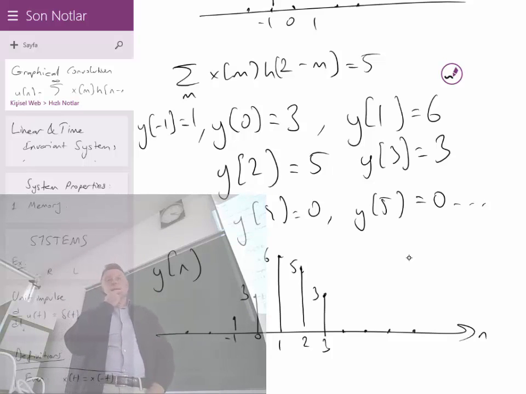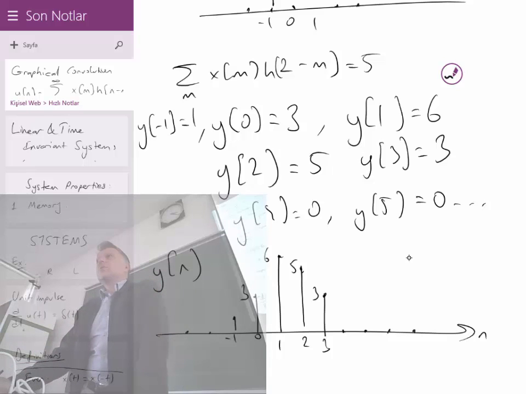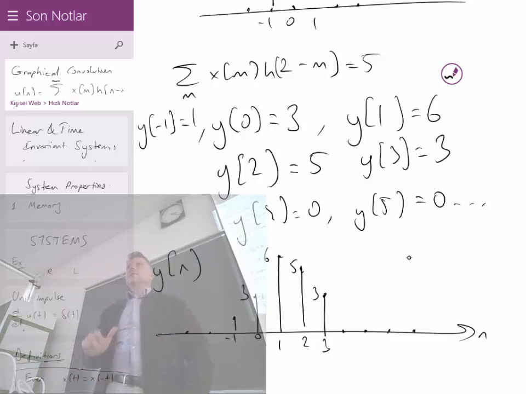So I evaluated it like this. What did I do now? I said graphical convolution, so there must be a graphical way of convolving things or computing the convolution. The thing that I did is I flipped around h and then slid it towards left and towards right. The amount of sliding determines the point that I evaluate.